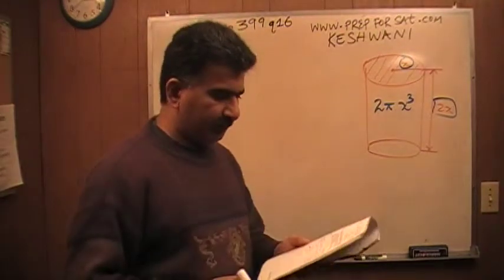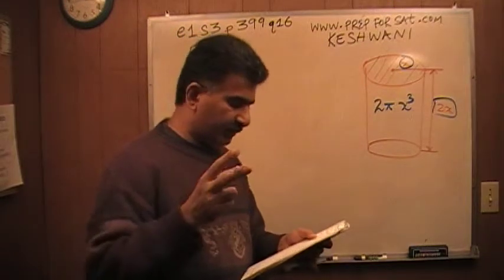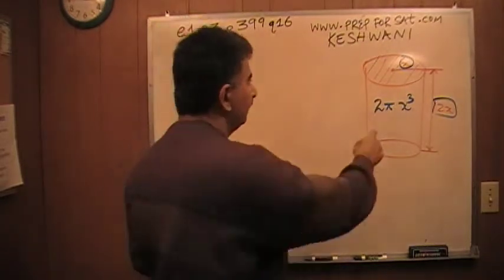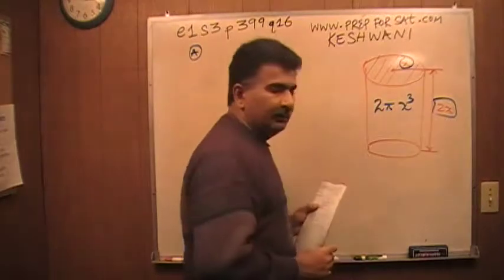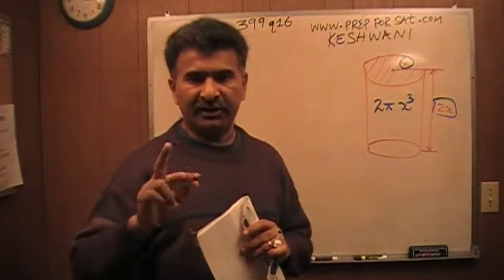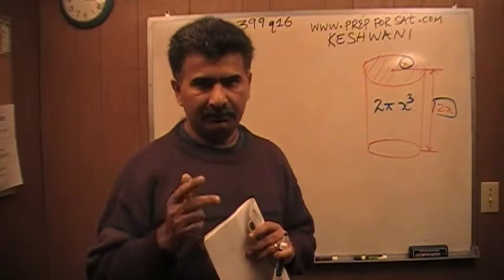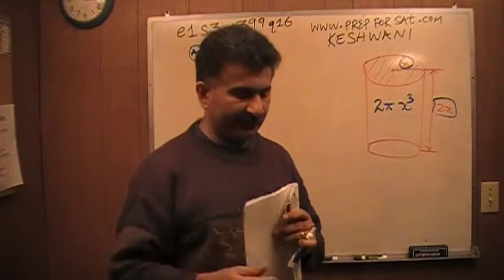A says a cylinder with a radius 2x and a height of x. Well, here they have changed it. We have a radius of 2x and a height of x. And some people in their haste might think that just because we're interchanging the radius and the height, it doesn't change anything. It changes everything. It's not the same volume. We'll see in a second.